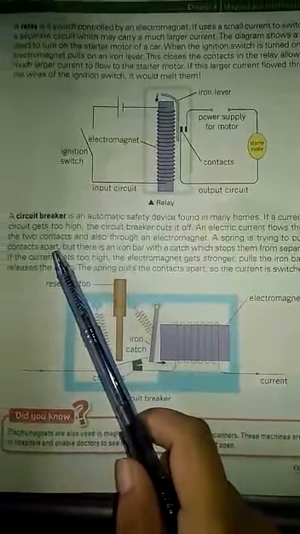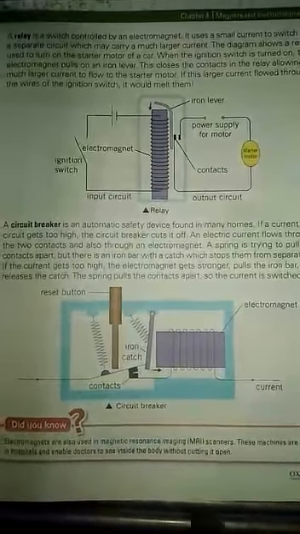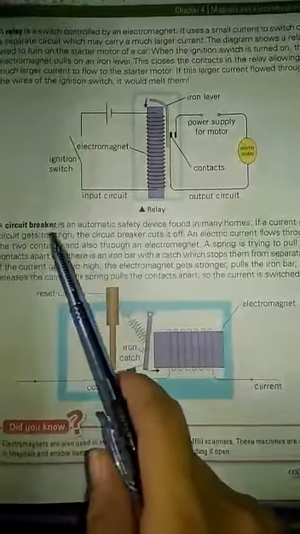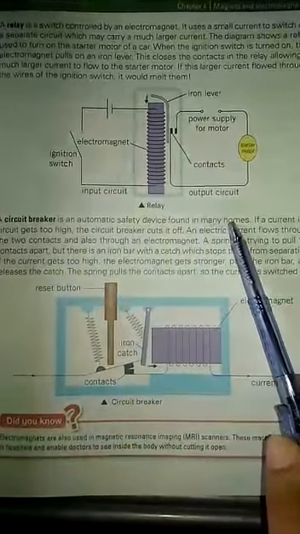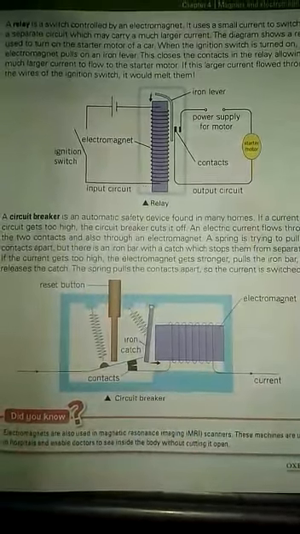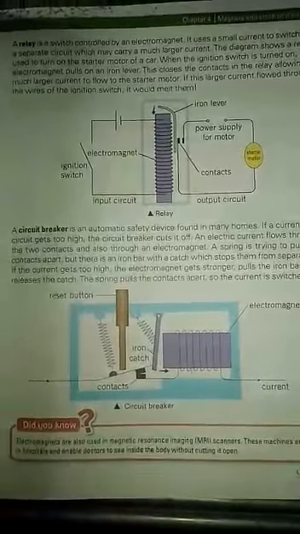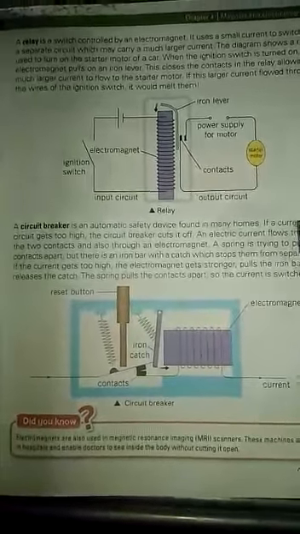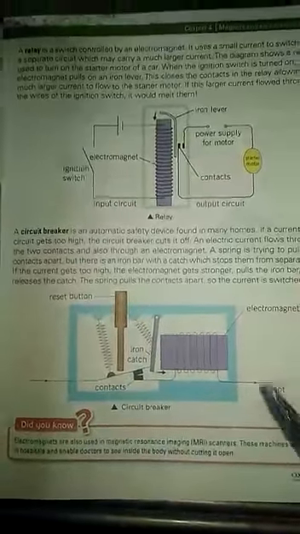Next, we are discussing the usage of electromagnets in a circuit breaker. A circuit breaker is an automatic safety device found in many homes. When a large amount of current is passed, the circuit breaker switches off the current. This is the good usage of circuit breakers in homes.